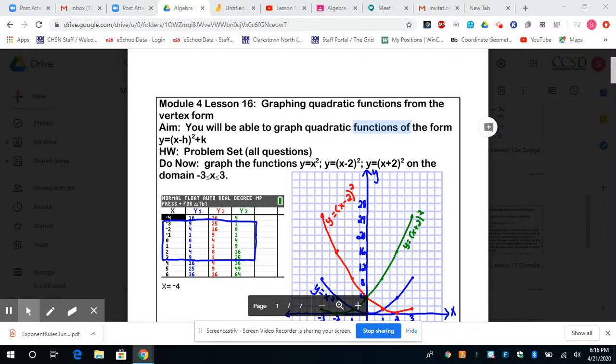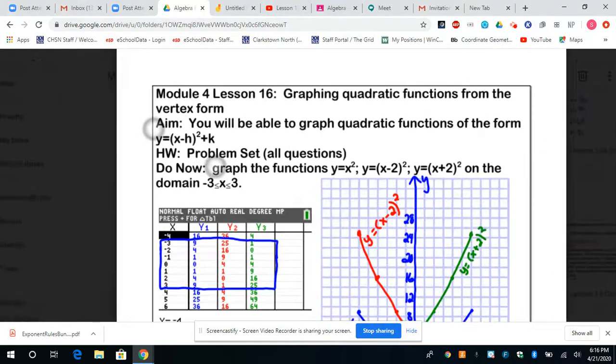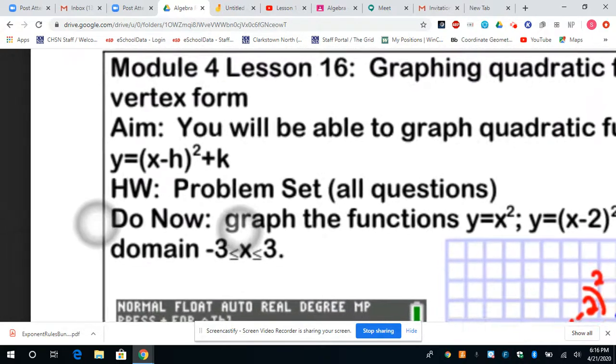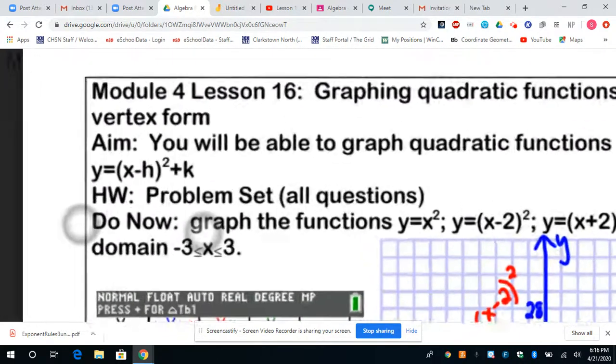Lesson 16 is graphing quadratic functions from the vertex form. We've seen a little of the vertex form from earlier lessons. It's also written right here in the aim. You'll be able to graph quadratic functions of the form.